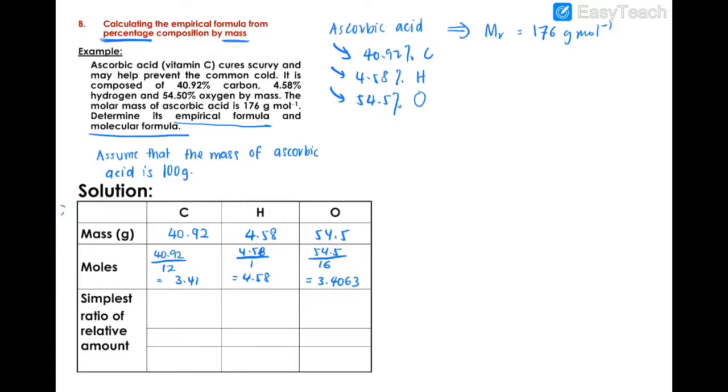3.4063. And then next kita kena cari the smallest mole. So in this case oxygen has the smallest mole antara carbon, hydrogen, oxygen. So kita punya carbon ni kena bahagi dengan 3.4063. So you get approximately 1. So kita boleh terus round off jadi 1. Meanwhile kalau yang 4.58 divide by 3.4063 ni pula, kita akan dapat 1.34.